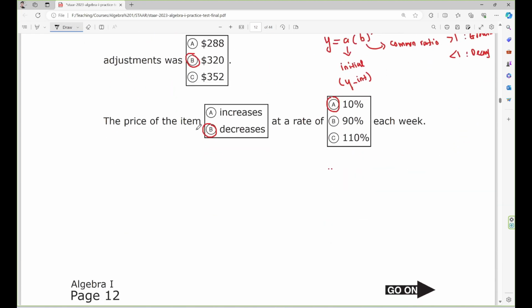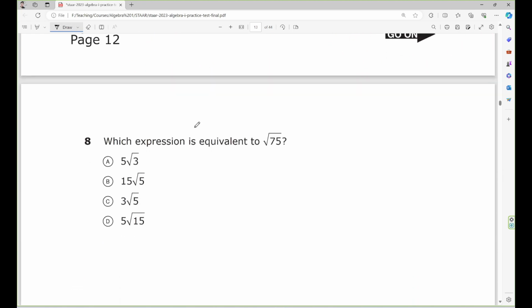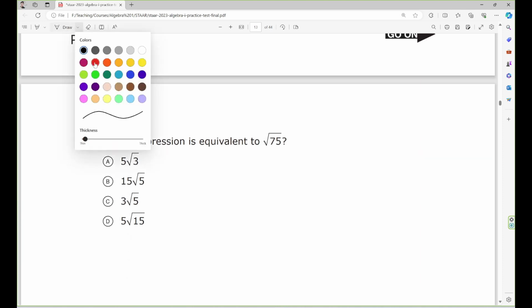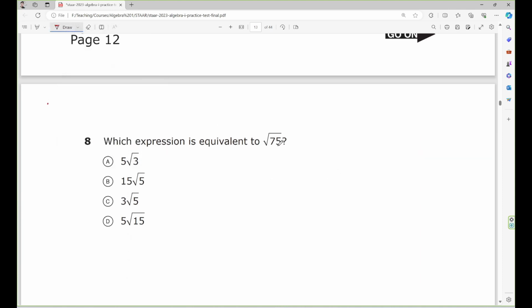Alright, let's move on to number 8. So we need to simplify the radical. So 75 right here. Which expression is equivalent to root 75? Okay, so basically you need to factor 75. You learned this from 6th grade. Now in order to factor 75, you need to divide 75 by prime numbers.